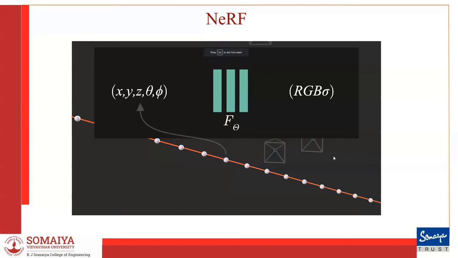Now, what does it output? In the middle, we have the model, and as outputs, we have RGB and sigma. So the RGB is, if you know, red, green, blue. That is the color at that particular position. And sigma is the density. That is, is there even anything there in the first place at that particular location?